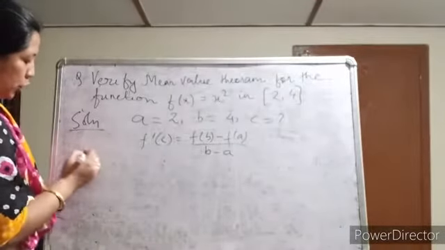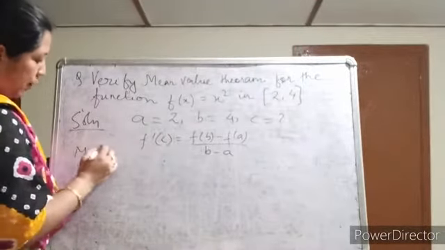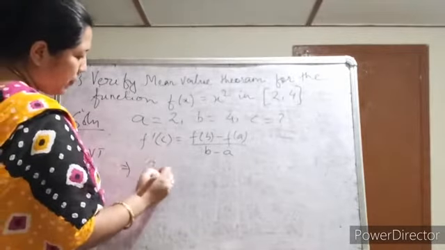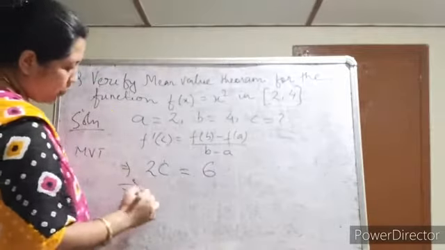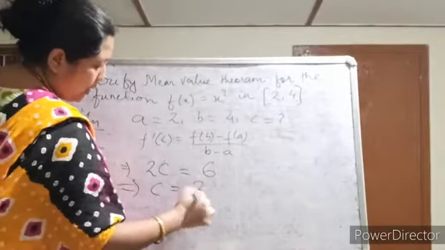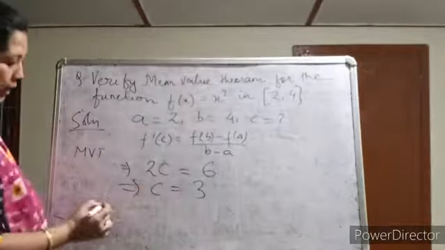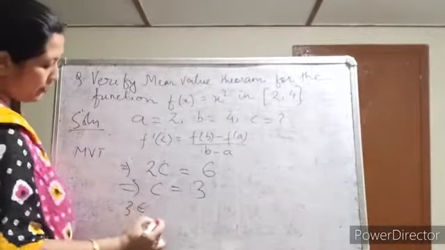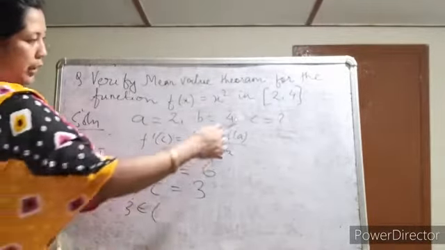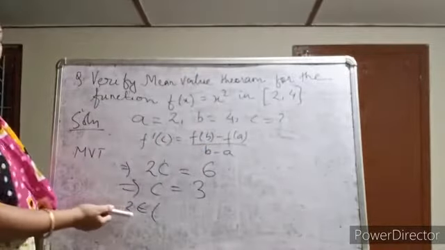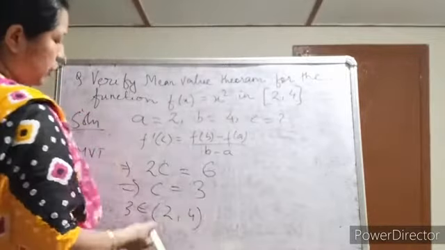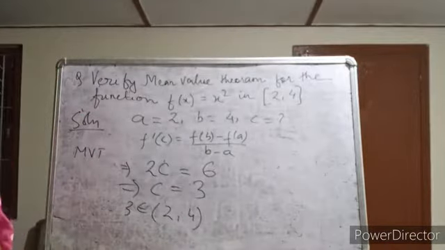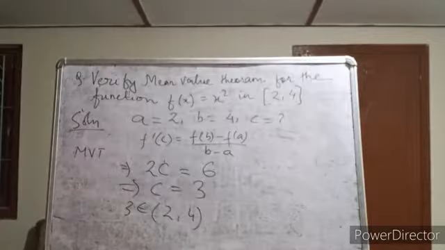So from the MVT theorem, the f dash c value we have got as twice c, and on the right hand side we are getting 6. So what is the value of c here? The value of c is 3. Therefore 3 is belonging. So here we have to check that this 3 belongs in the open interval, isn't it? That is 2, 4. So therefore we can conclude by saying that this theorem has been verified.